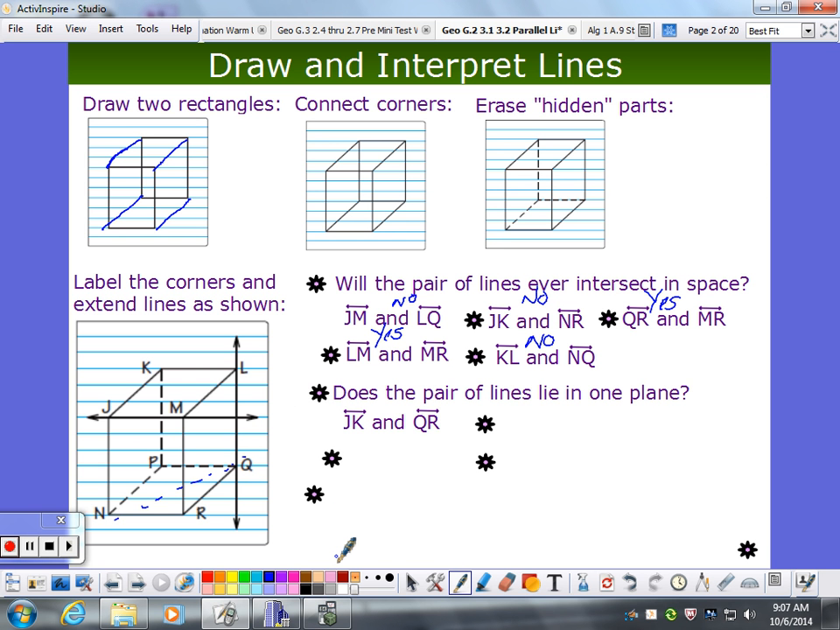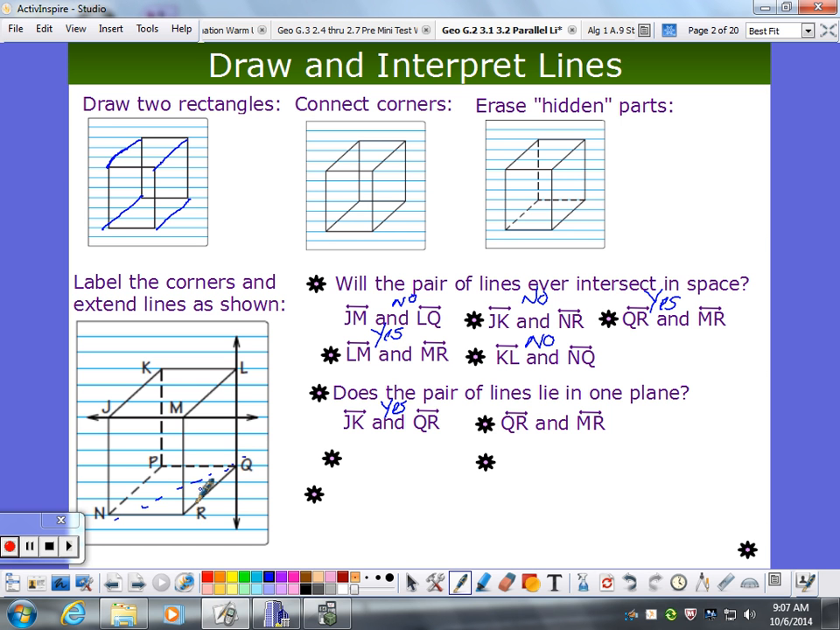How about the pair of lines lying in a plane? So let's check it out. JK and QR. Can they lie in one plane? So this one, in fact, I don't see that plane. But if you look at those two lines, could you draw a plane that contains both of them? So that's a yes. And I believe we have a postulate, right? Two lines can determine a plane here.